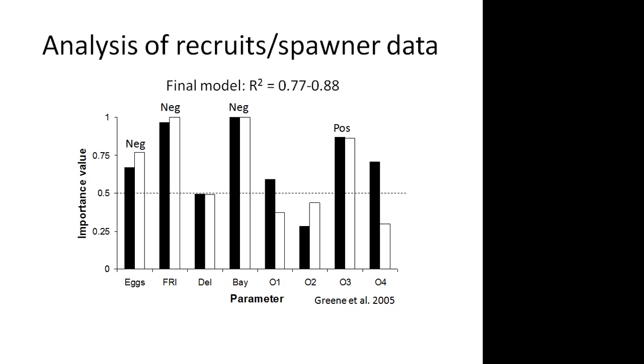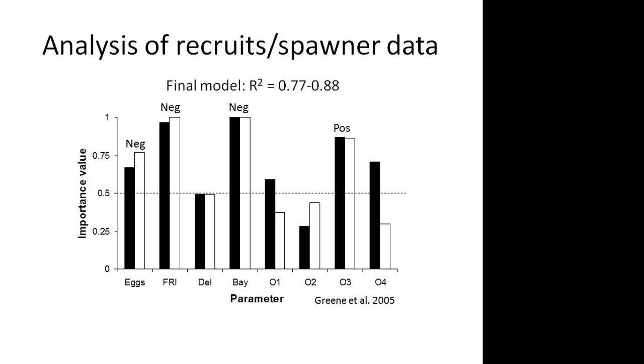And so I've highlighted those variables in which we have coherence between the spawners per spawner model and the recruits per spawner model. What we did here was run a number of different types of models where we varied the parameters, and these are the ones that always popped out, the ones of high importance.